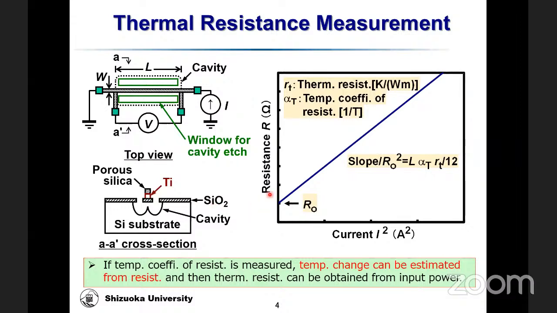And when we measure the resistance with respect to the square of current, we can see a straight line. And this slope is correlated to the temperature coefficient of resistance and also the thermal resistance of the wire. And this is very simple, and also the solution can be obtained accurately by analytical method.